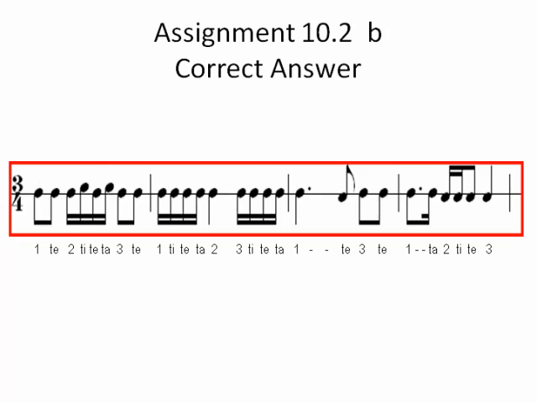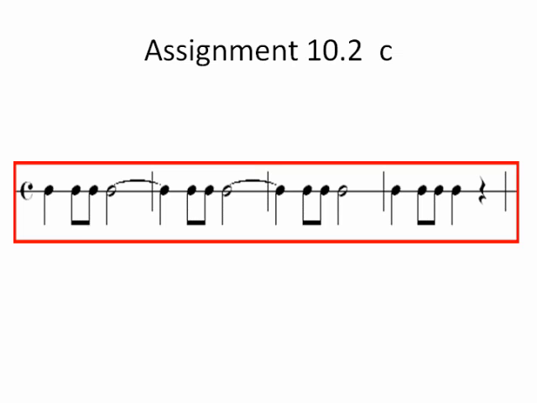Tied notes, again, this is easy counting, but you have to make sure that you do not put a number on the tied note. If you do, it means that there is a separate sound that starts on that beat, so you can't do that. Okay, let's count this together.